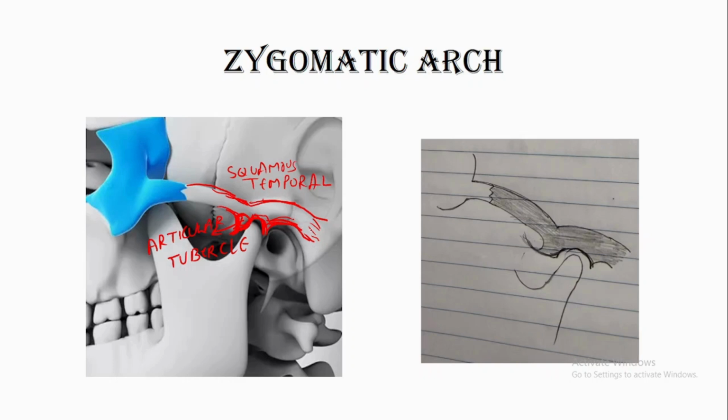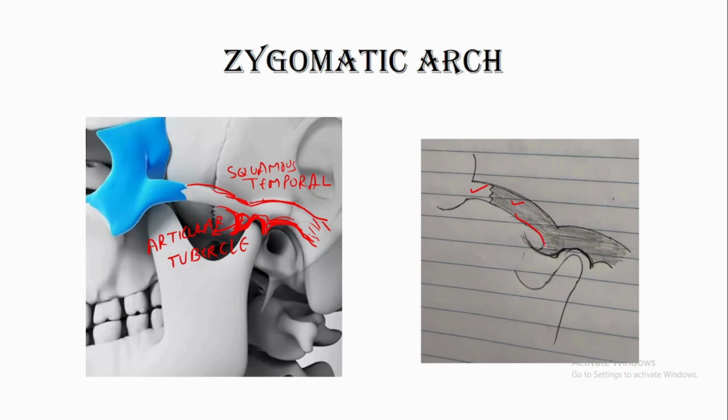It passes backwards along the lateral margin of the mandibular fossa. This is the mandibular fossa. So along the lateral margin of the mandibular fossa and above the external acoustic meatus, it gets continuous with the supramastoid crest here. So basically we can see here, this is the zygomatic arch, this is the anterior 1/3 and this is the posterior 2/3 of the zygomatic arch.